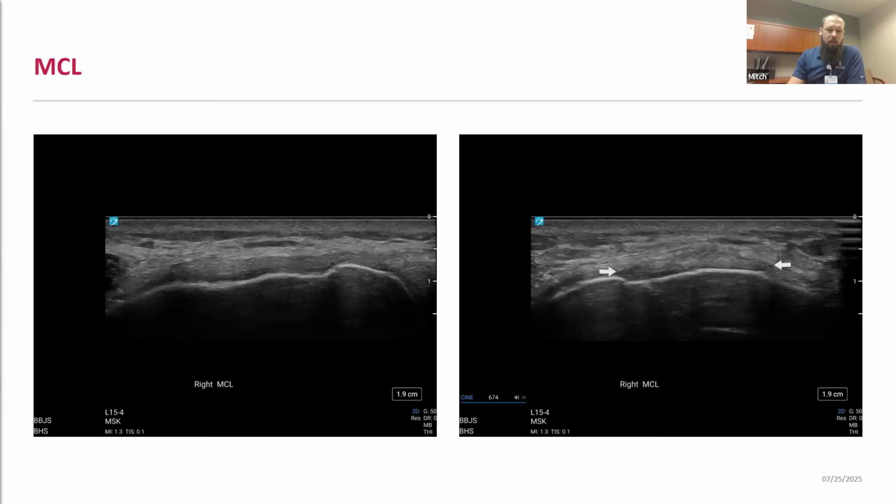And so starting out looking at the MCL on this particular patient, you'll note that I'm pointing out the right MCL on this case, and the previous x-ray that I showed was the left knee.